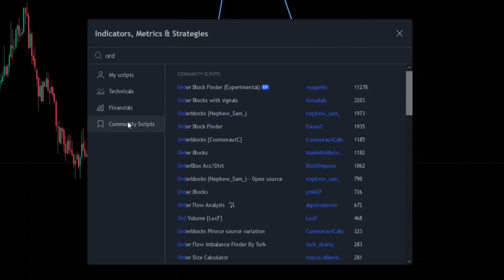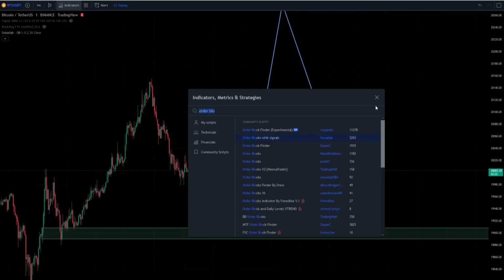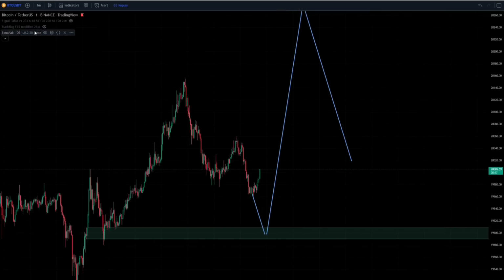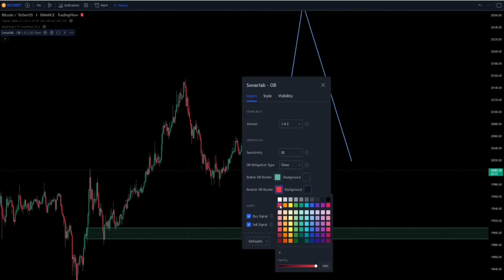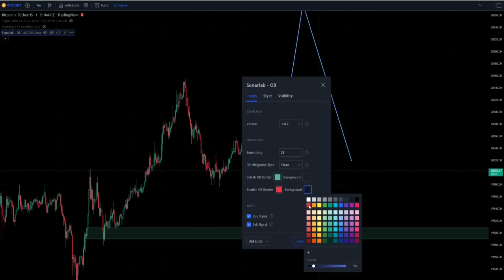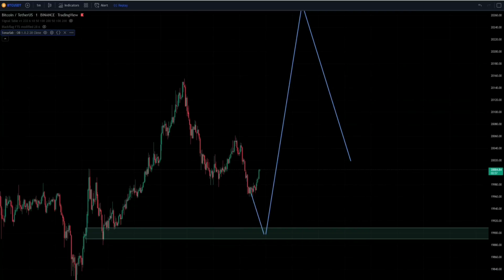Search order block here, add this order block with signals to your chart. Let's change its settings. We change this blue to red and set the background to red as well. We also increase the opacity a little bit. That's it for the indicator settings.